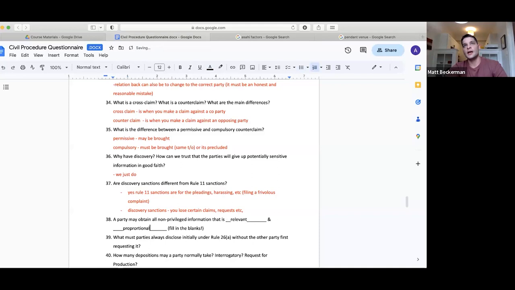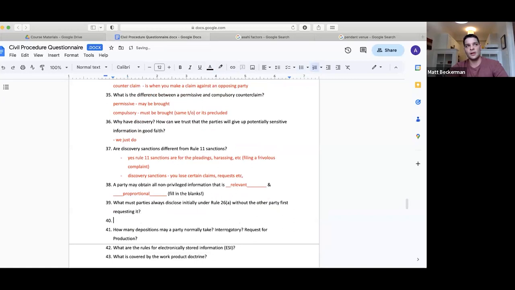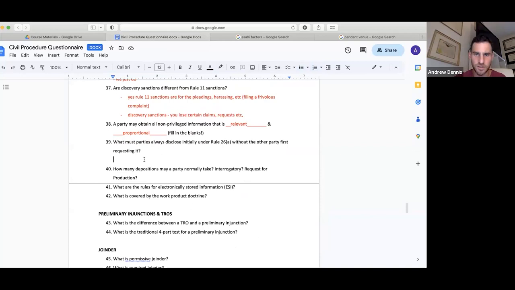It can't be, you may have written this email about the company, so give me all your emails since 1980. You might instead say, give me all your emails between 2007 and 2011. So it has to be proportional to the need. All right, let's keep it moving. What must parties always disclose initially under Rule 26(a) without the other party first requesting it?